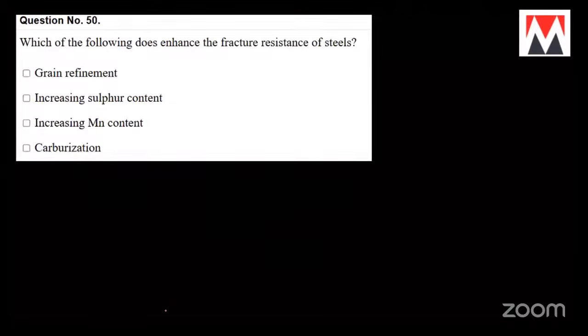Which of the following will enhance fracture resistance of the steel? Grain refinement will increase it. Increasing sulfur content will make the material brittle. Increasing manganese content will decrease sulfur content. Again, carburization will also increase surface hardness.